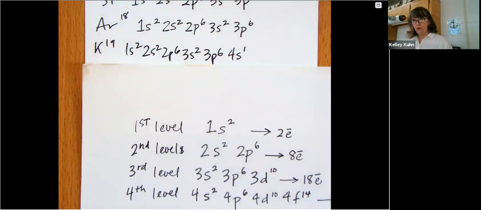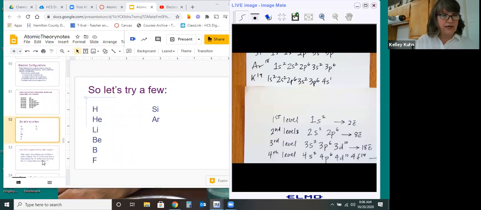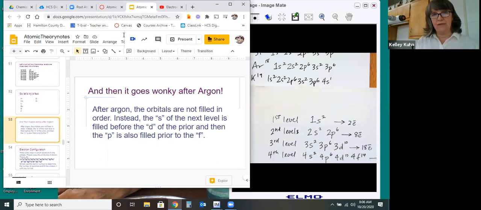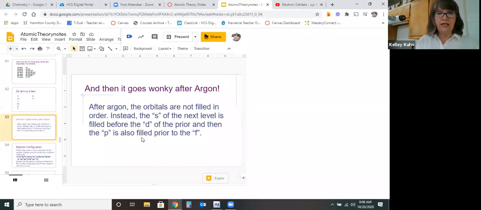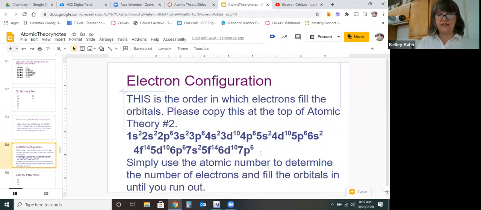We do actually know the exact order in which the orbitals are filled. So what I'm going to have you do now is take a second and copy that order. You can see here I'm reiterating that after argon, things get a little wonky. Instead of filling in the d, it goes up to fill in the s of the next level. And the same thing happens with p's. They fill prior to f's. But this is the actual order you will need to copy.